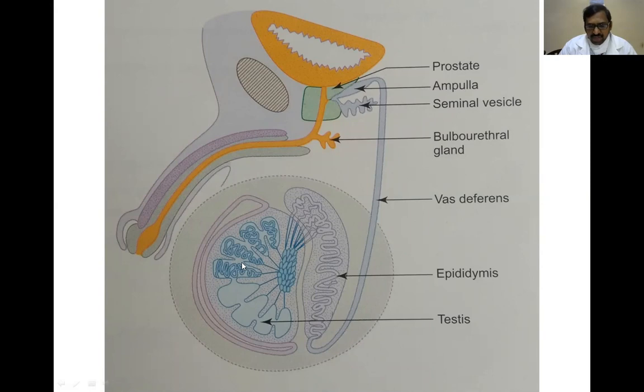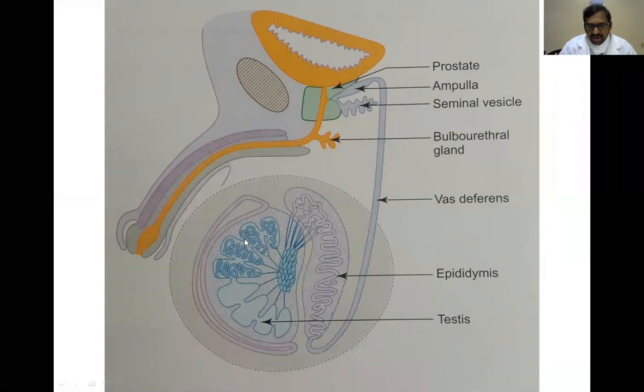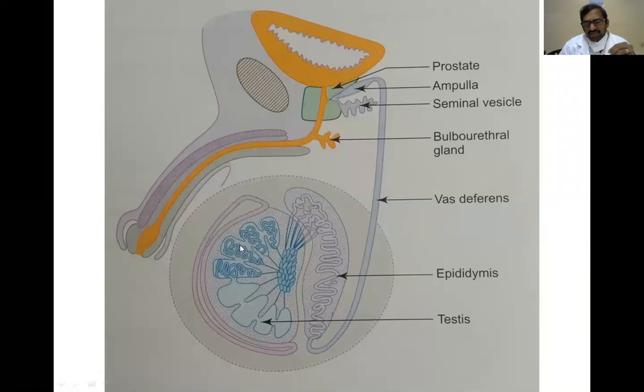Within the tunica vasculosa, it is divided into many lobules, and they are filled with the seminiferous tubules. These are the actual site for the production of the spermatozoa. Each seminiferous tubule is about 50 to 80 centimeters in length when stretched. Within each seminiferous tubule there is production of spermatozoa, and from here they reach the mediastinum. This part is called the mediastinum testis.